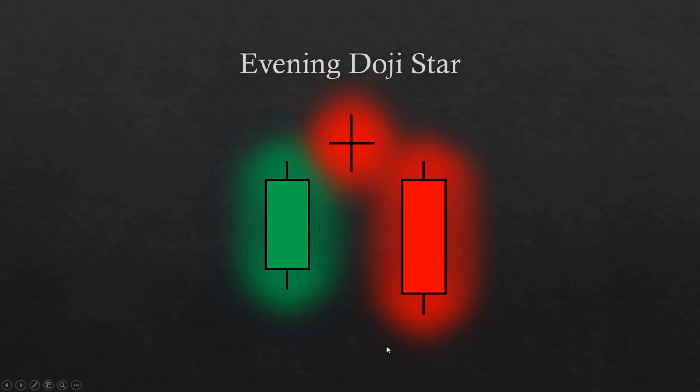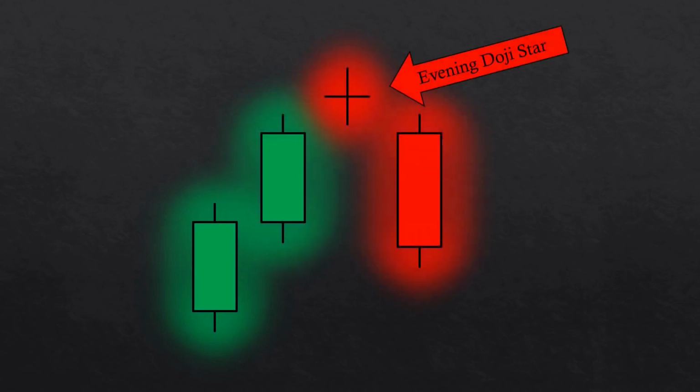Since a doji is a neutral pattern, the evening doji star is a slightly weaker signal than the evening star. The evening doji star appears when price is going up in order to signal a reversal to the downside.